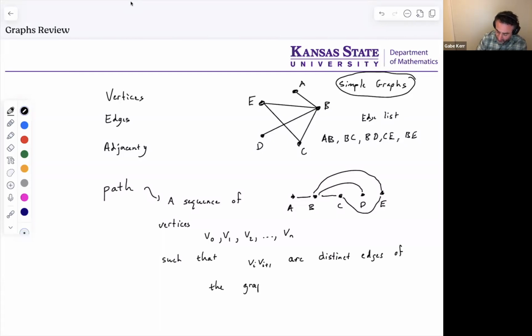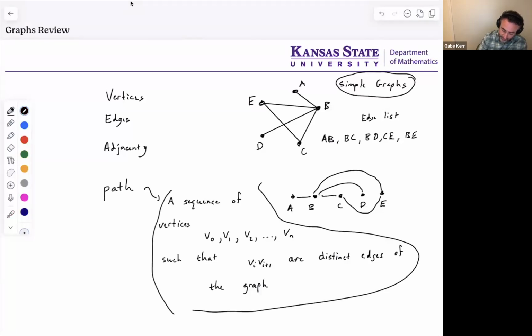That may seem a little abstract, but I'm cramming two properties into one here. I'm saying that when I look at two in a row, that's an edge of the graph. So the first two, V naught, V1, that's an edge. The second two is an edge, and so on. But then I use this word distinct, meaning that each of those edges aren't just edges of the graph, they're all different edges of the graph. So I don't repeat in this sequence. And this whole thing is the notion of a path.